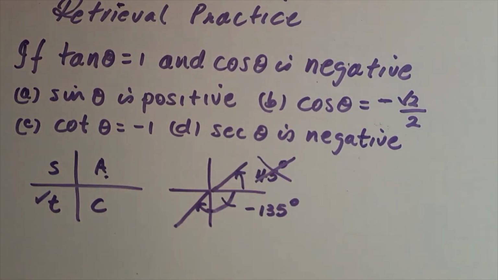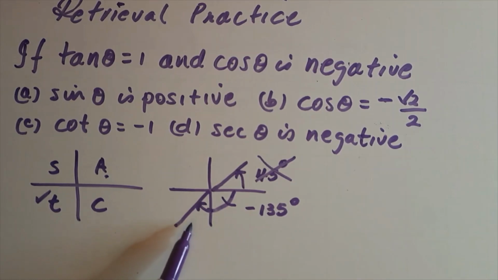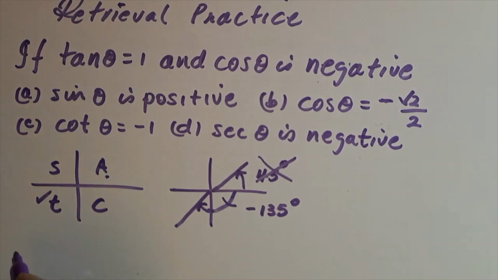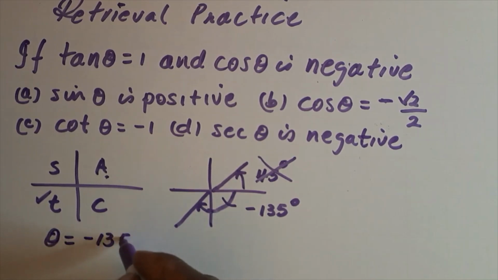Theta is not 45 degrees because cosine will not be negative in the first quadrant. In this quadrant it's positive, and the only other quadrant where tan is positive and cosine will be negative is in the third quadrant. And so we have minus 135 degrees is theta, so theta is equal to minus 135 degrees.